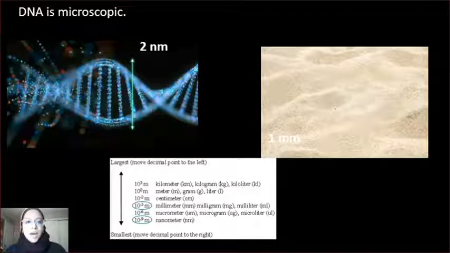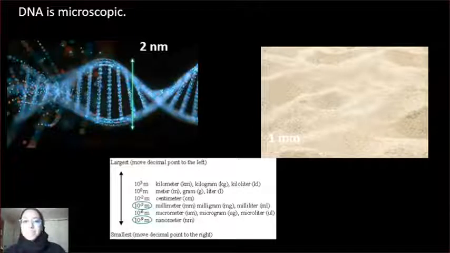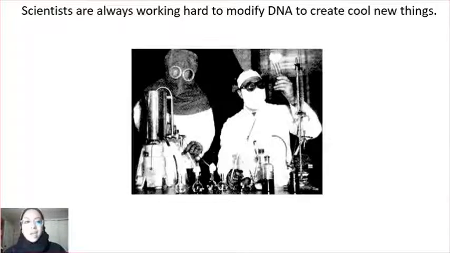To get an idea of how impressive genetic engineering is, first we have to understand how small a single strand of DNA really is. The diameter of a DNA strand is 2 nanometers, which is 1,000,000 times smaller than a single grain of sand. Despite how small DNA is, scientists are always working diligently to make cool new genetic designs.